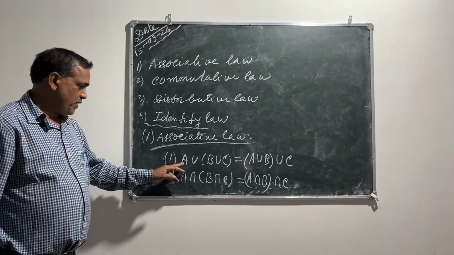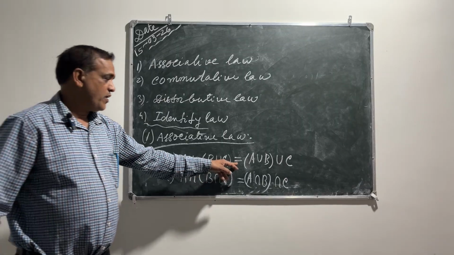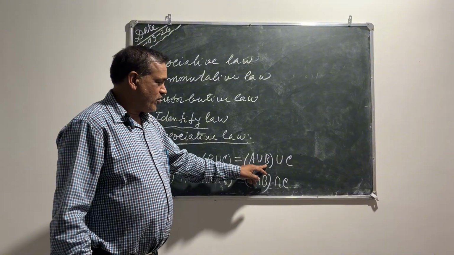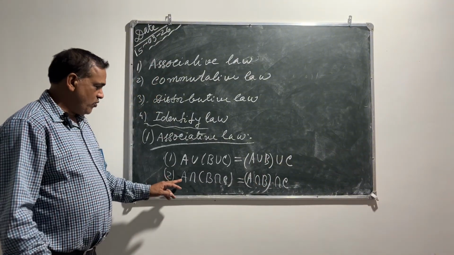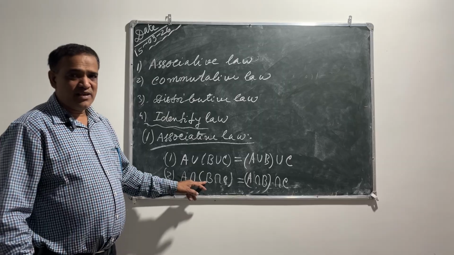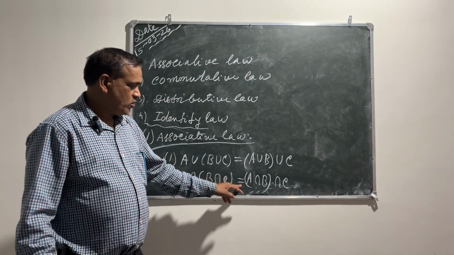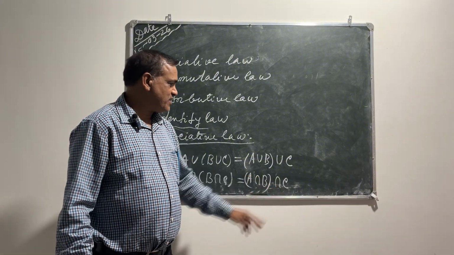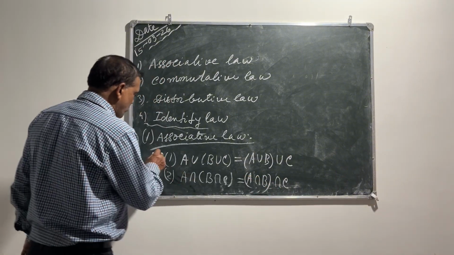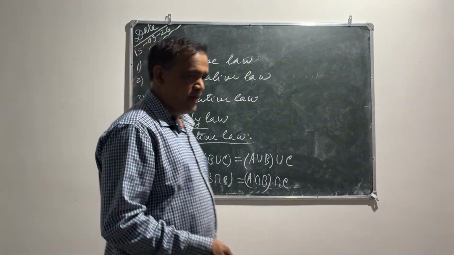First one is A union, within first bracket, B union C, equal to, within first bracket, A union B, outside the bracket union C. The number 2, A intersection B intersection C within bracket, again equal to, within first bracket, A intersection B intersection C. So if we want to prove it, let us see.